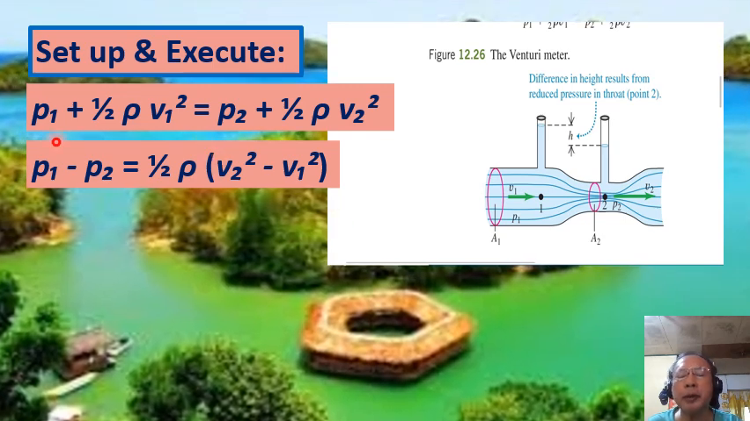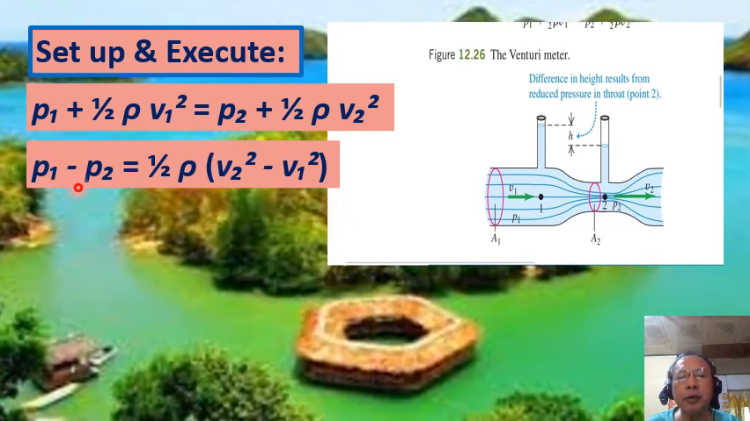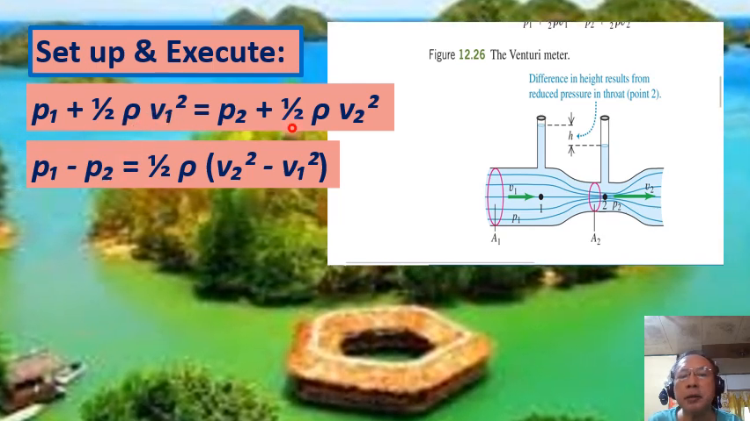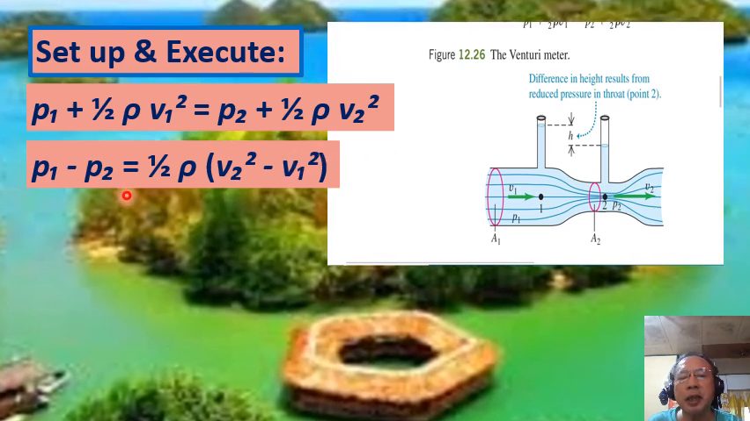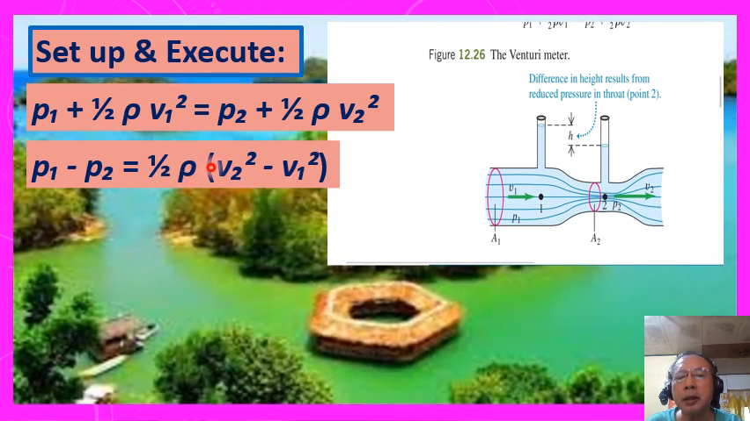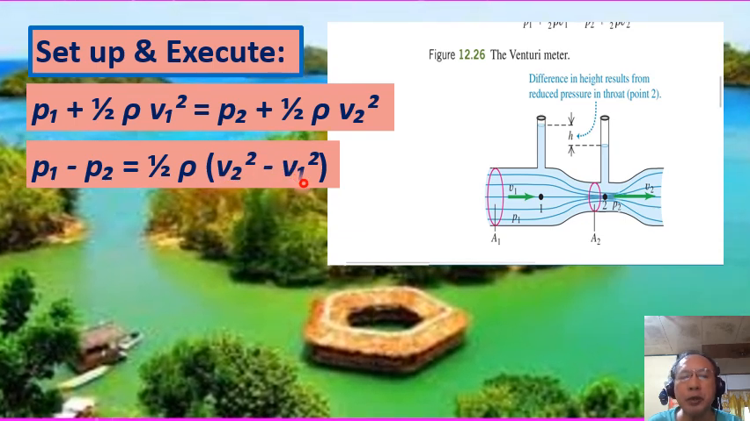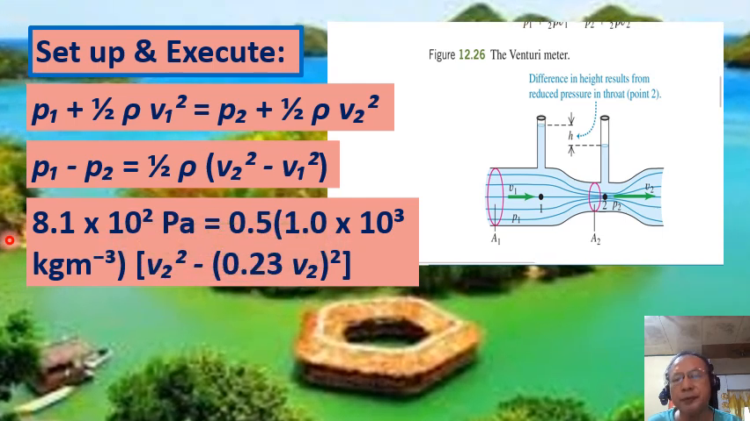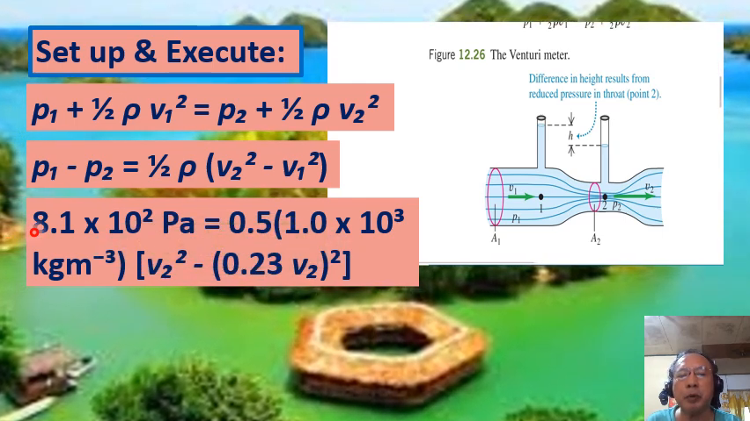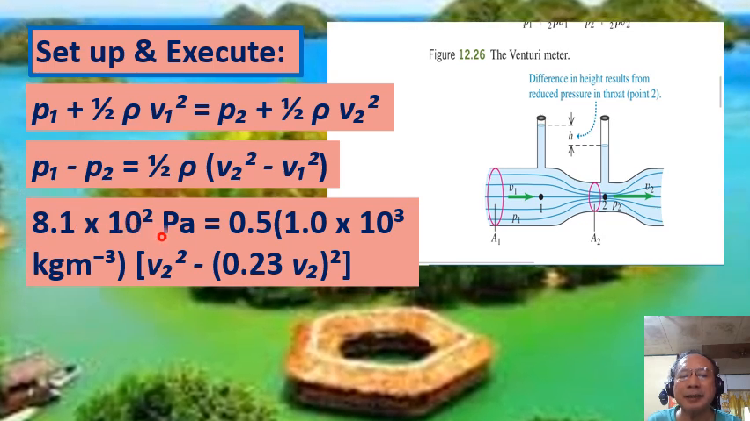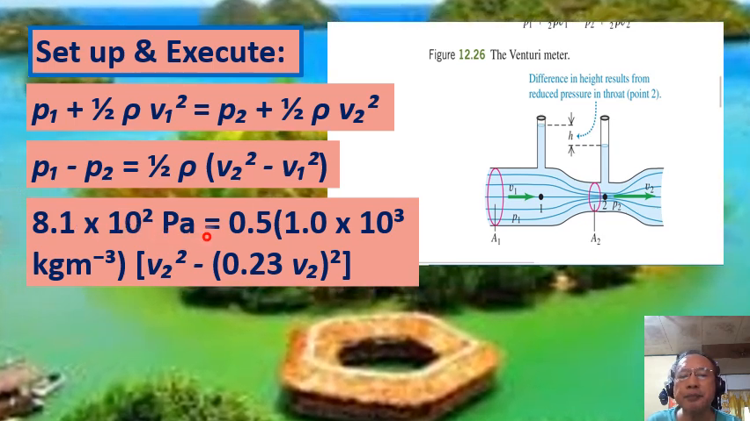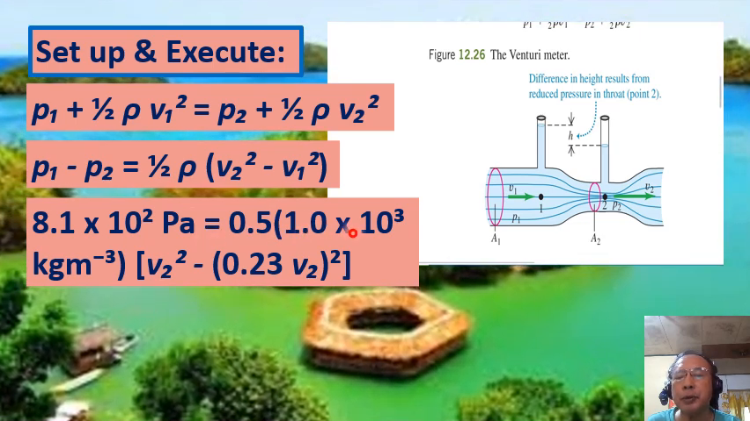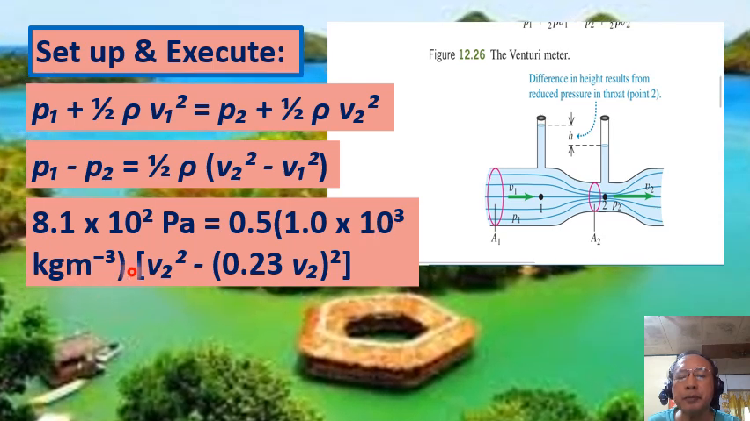Transferring P2 to the left side, we get P1 minus P2. And 1 half rho V1 squared is also transferred to the right side, and we come up with 1 half times rho times the quantity V2 squared minus V1 squared. Substituting the given, we have the pressure difference P1 minus P2 equal to 8.1 times 10 to the second power Pascal, and 1 half of the density of water, or 0.5 times 1.0 times 10 to the third power kilogram per meter cube.